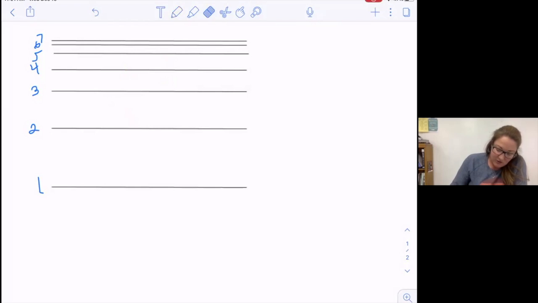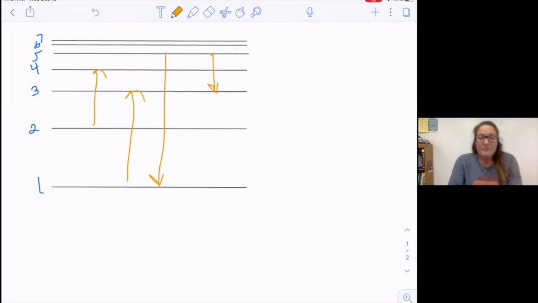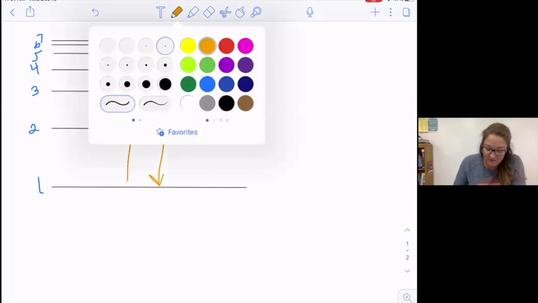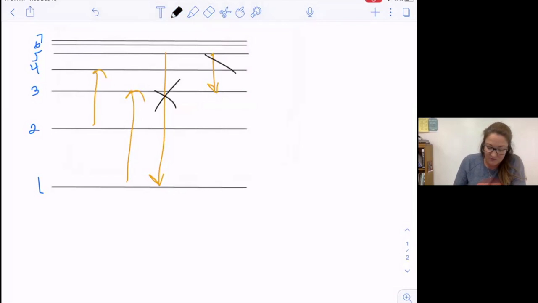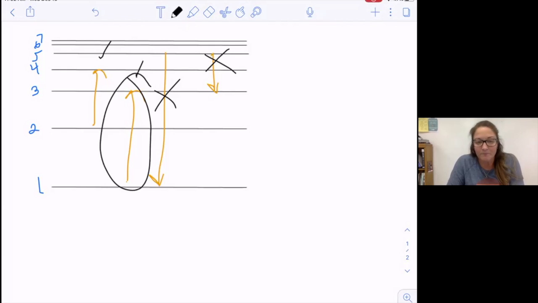I could also ask you a question, something to the effect of, of these, which one absorbs the most energy? If I'm asking for absorption, I can rule out this one and I can rule out that one because those are going to release energy. These two are both absorption. Which one absorbs more? This one.